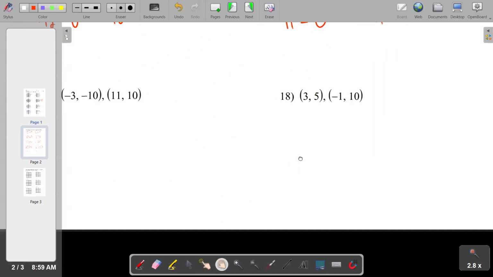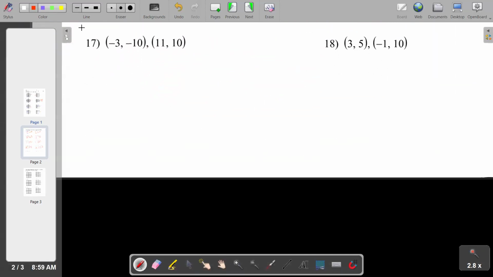Okay, the last couple on this page, thank goodness, we're going to do 10 minus negative 10 over 11 minus negative 3. And you math. 10 plus 10 is 20. 11 plus 3 is 14. Those can both be divided by 2, leaving us with a final answer of 10 over 7.